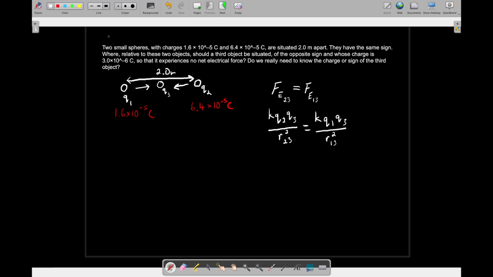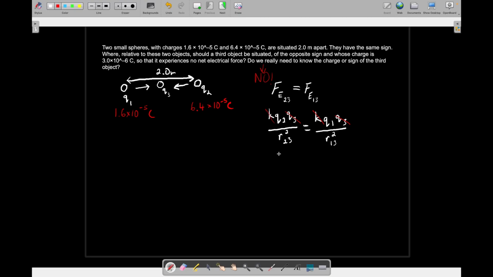Now we have formulated this equation, and we can already start to cancel things out. I'll do that in red. The K is in either numerator, that's gone. And Q3 is in either numerator, so that's gone. So we are left with Q2 over R23 squared is equal to Q1 over R13 squared. Well, that answers our question: do we really need to know the charge or sign of the third object? No, we do not, since it got cancelled out.